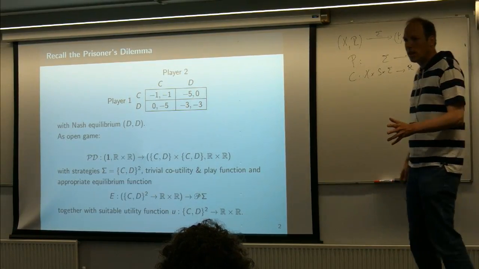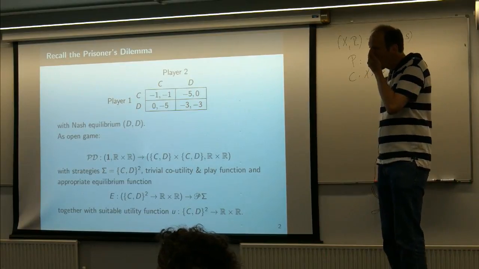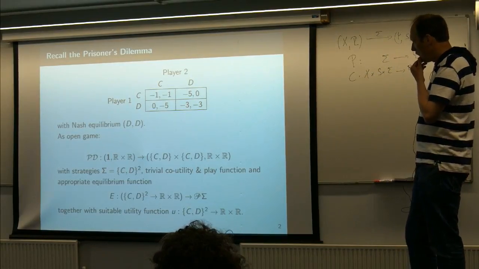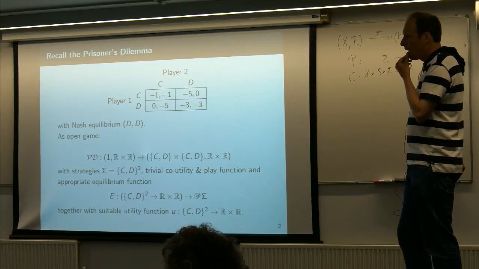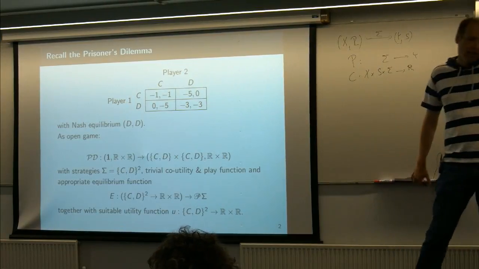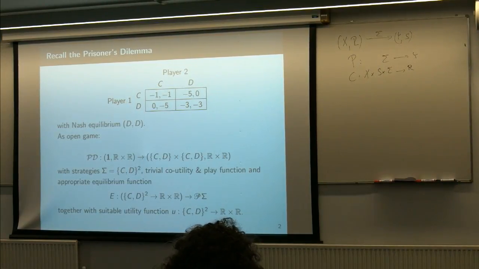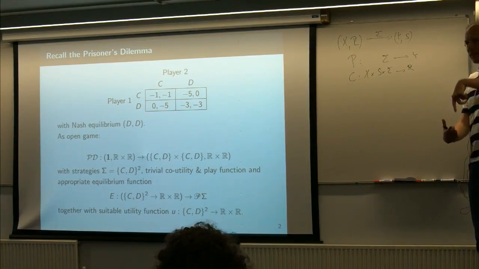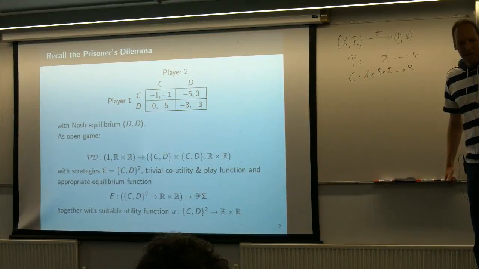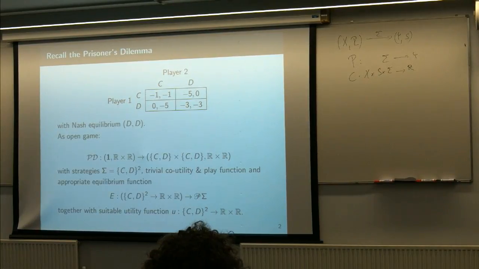Sorry, what was the question? The question was, why is the type of the utility and the co-utility the same? If you were modeling a single shot dilemma, you would have trivial. Good point. So in general, it doesn't matter. But now if you want to plug things together, I mean, doesn't matter is the wrong way. In general, we are more general.